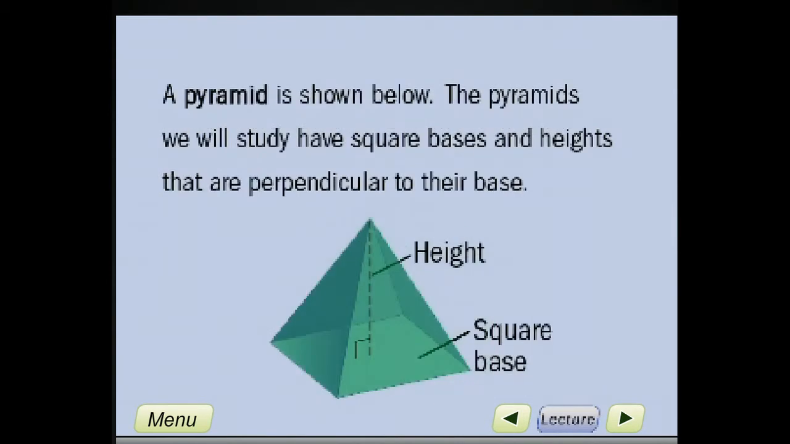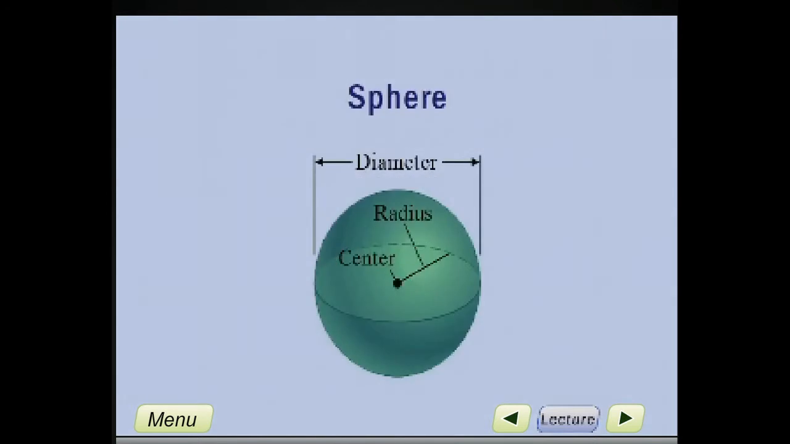A pyramid, that's a solid. A pyramid is shown. The pyramids we study have square bases and heights that are perpendicular to their base. And notice that is shown on the figure. And then let's look at another solid called a sphere.